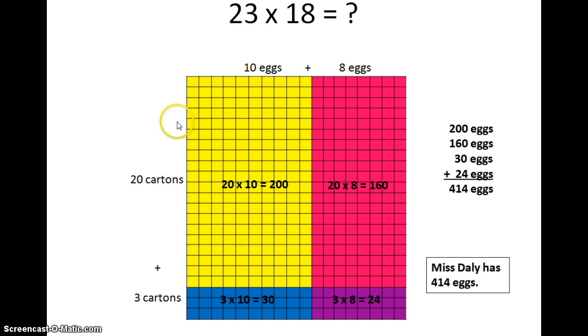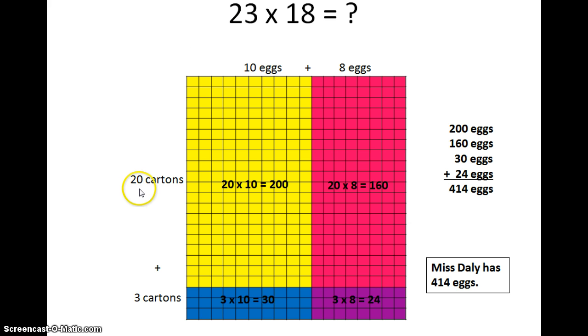Here we have our geometric illustration. We have on the top here our 10 eggs plus 8 eggs, or 18 eggs in each, and each of these rows represents a carton. So we have 20 cartons plus 3 cartons, or 23 cartons of 18 eggs. So now we need to multiply this out.